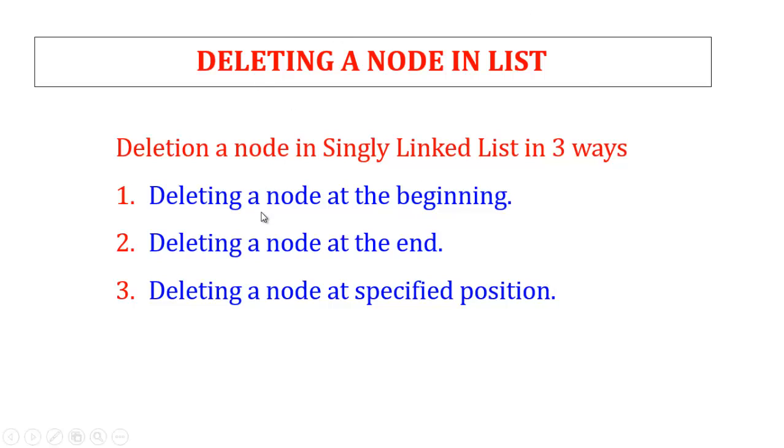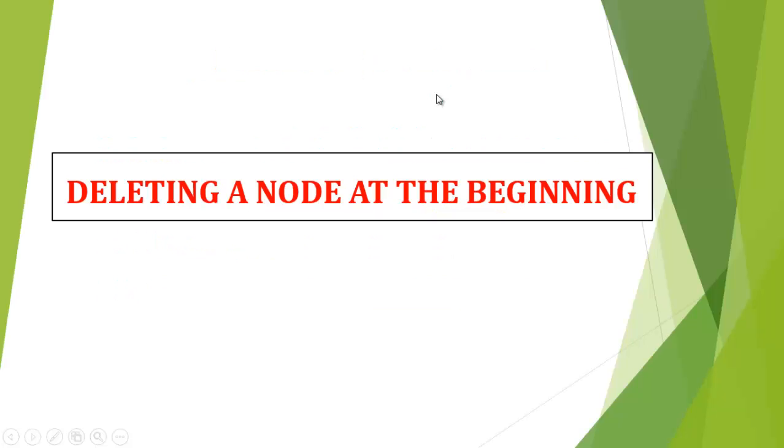Deleting a node in a single linked list in three ways. One is deleting a node at the beginning or first. Second, deleting a node at the end or at last. Third, deleting a node at the middle or specified position. These are the three different ways of deleting a node in a single linked list. First we are going to see deleting a node at the beginning. How can I delete a node at the beginning?